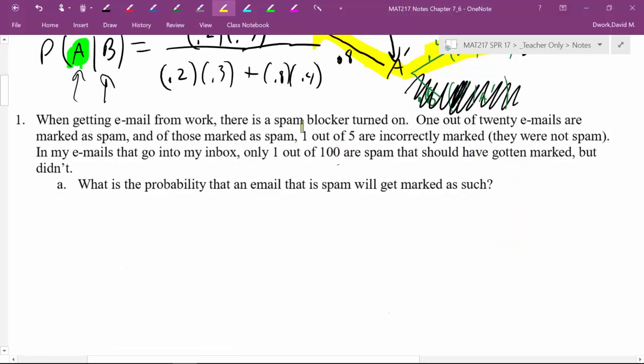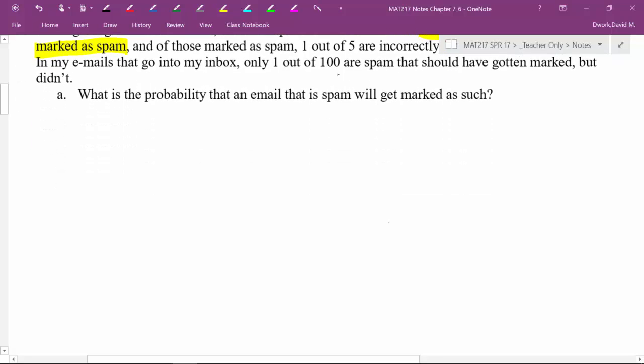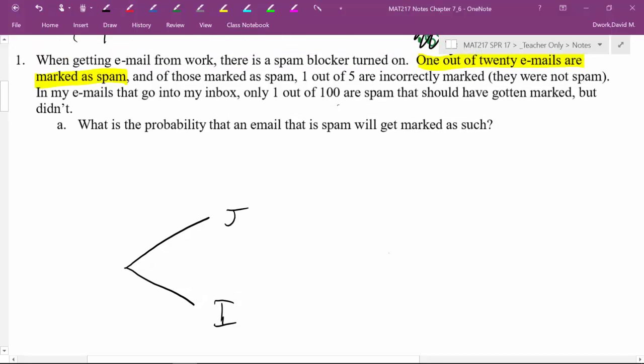So let's read through this again and look for something that isn't a conditional probability. When getting email from work, there's a spam blocker turned on. 1 out of 20 emails is marked as spam. Oh, there we go. 1 out of 20 emails is marked as spam. So what is that saying here? It's either going to go to my junk box or my inbox, right? So we'll say it's either going to junk or going to in. And this is saying 1 out of 20 get sent to my junk. So 1 out of 20 goes here, 19 out of 20 goes there. Perfect. Now, next.